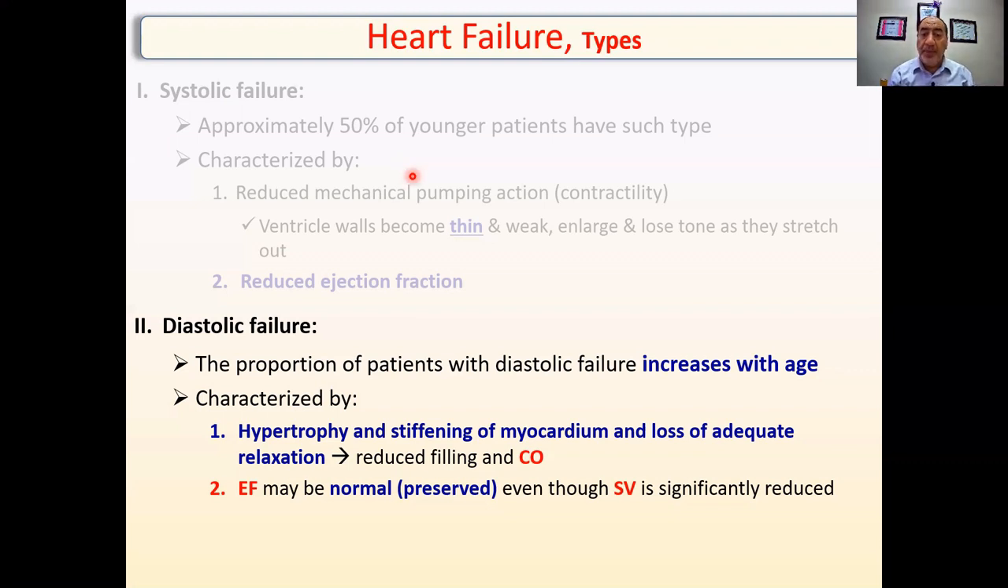So again, please pay attention. In both, the stroke volume is decreased. In both types, the cardiac output is decreased. But here the end-diastolic volume also decreases, which makes the ejection fraction almost normal, maybe 50–60%.